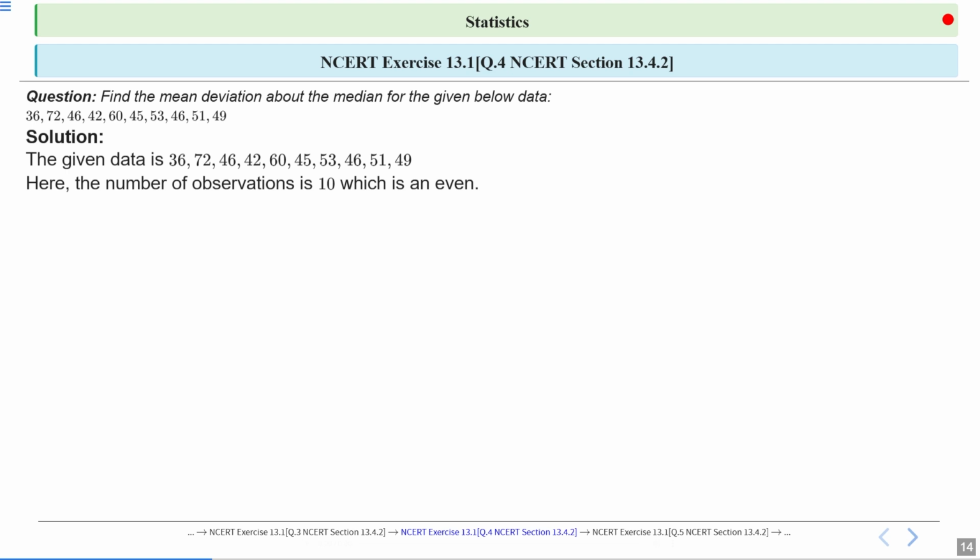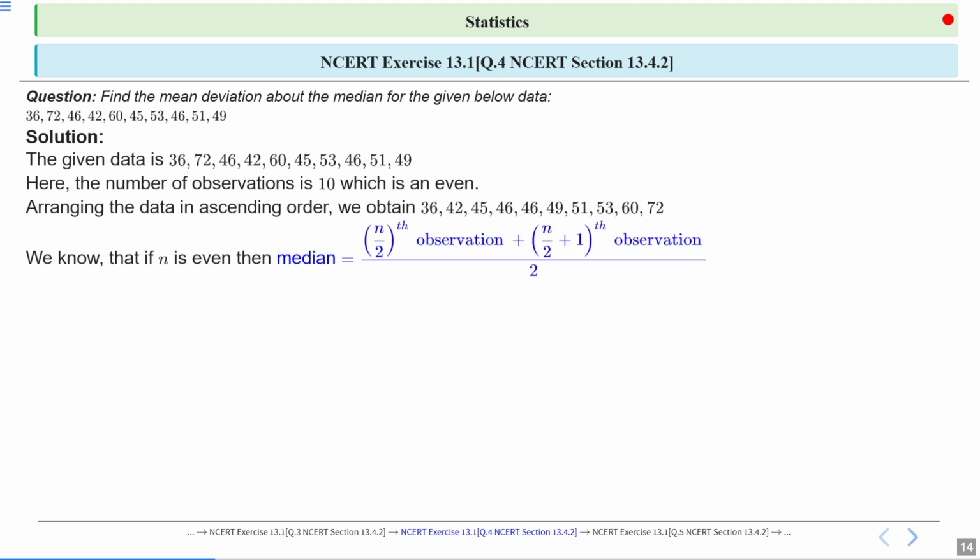Here the number of observations is 10, which is even. Now let's arrange the data in ascending order. This means we list the numbers from smallest to largest. So the order of the numbers will be 36, 42, 45, 46, 46, 49, 51, 53, 60, 72.